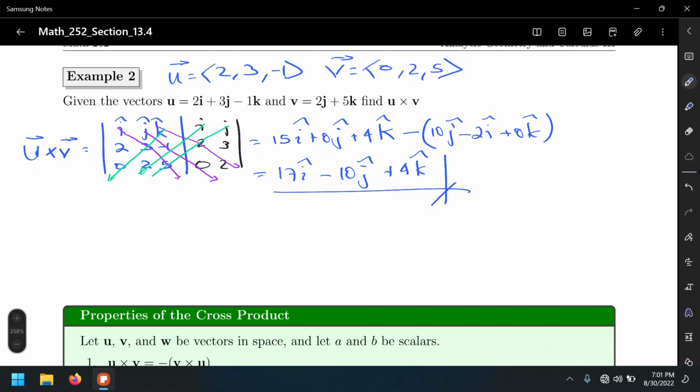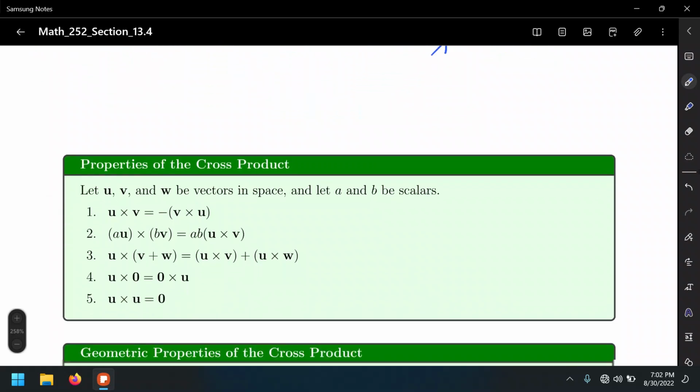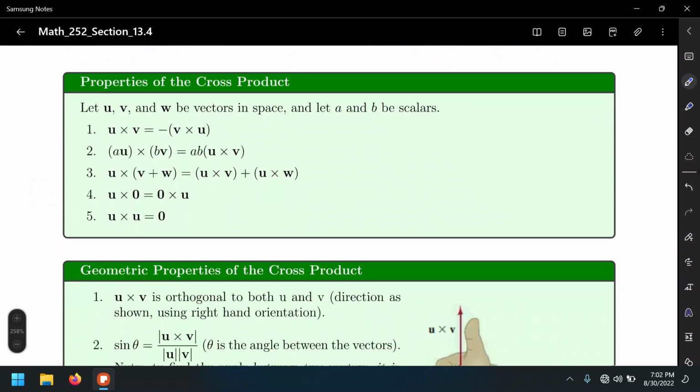I can accept this shortcut as an alternative, especially on the exam, since we're going to be doing a lot of cross products the entire semester. So I think the shortcut would be fine. Now, some properties of the cross product.